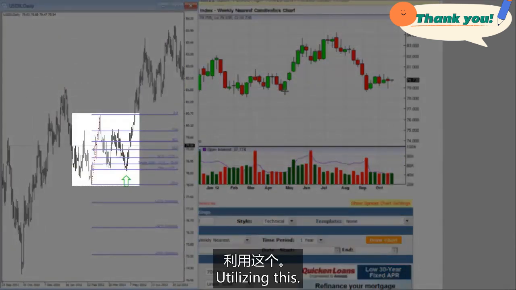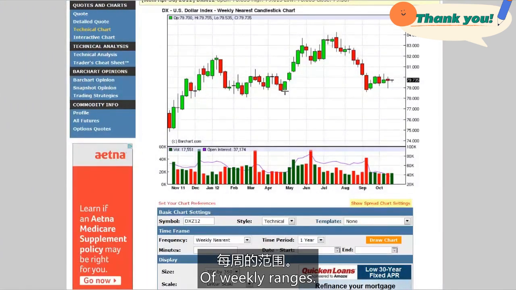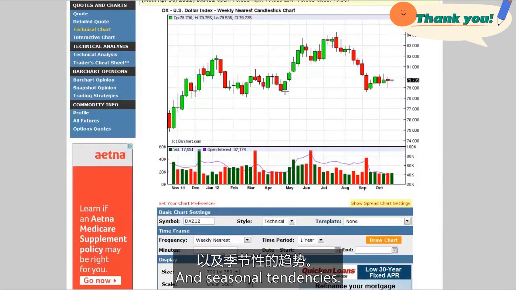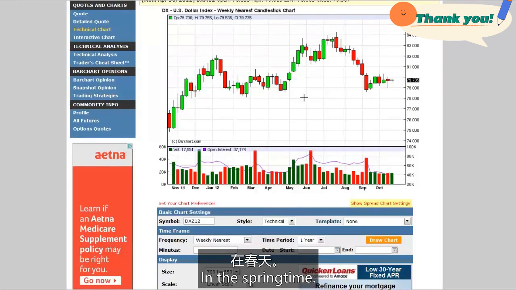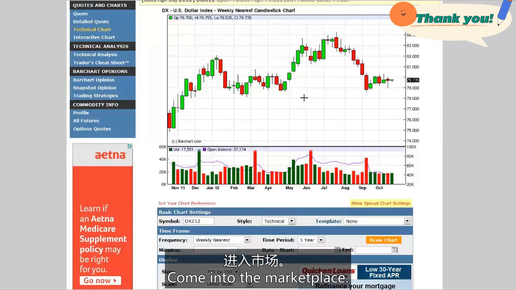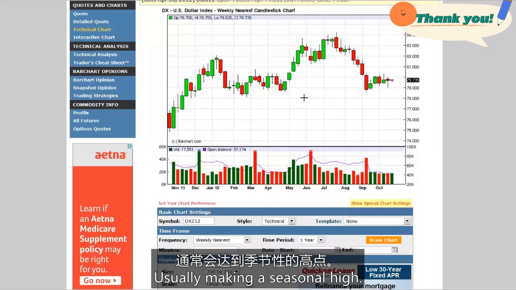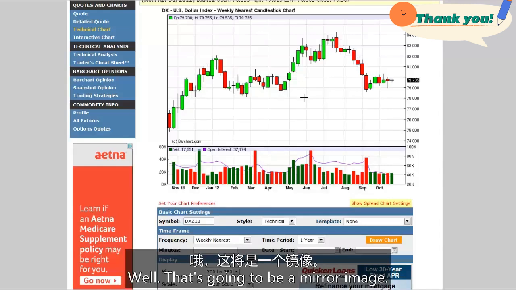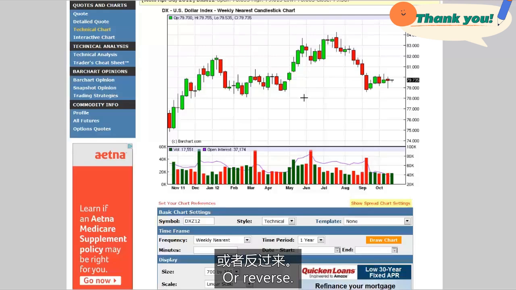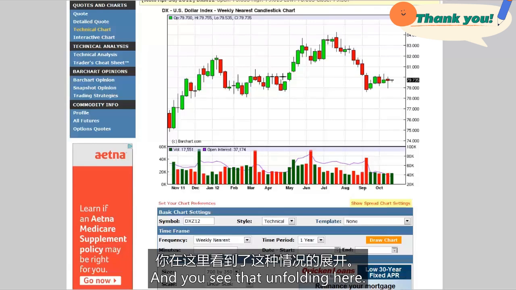Now, utilizing this concept of weekly ranges and seasonal tendencies, typically in the springtime we see a weakness come into the marketplace in the form of the British pound usually making a seasonal high in April, May, and trading down into the summer months. Well, that's going to be a mirror image, or reverse, in the dollar. The dollar should rally up at that same time frame, and you see that unfolding here.